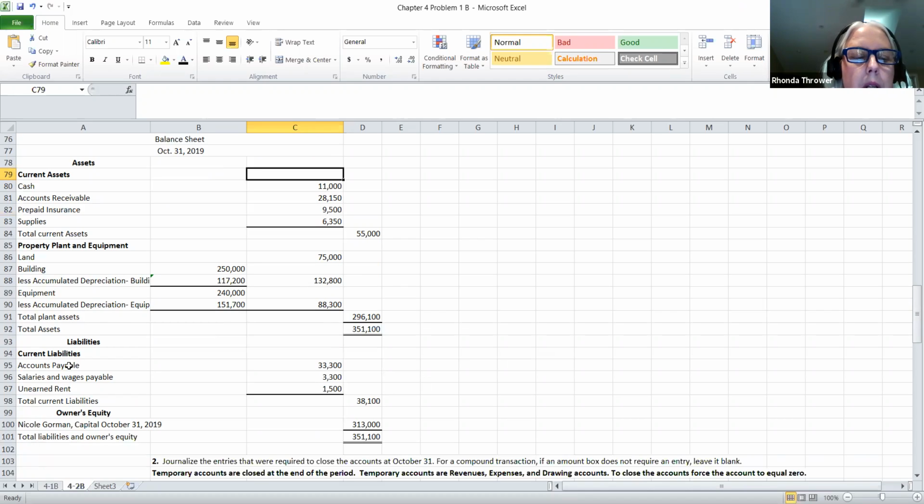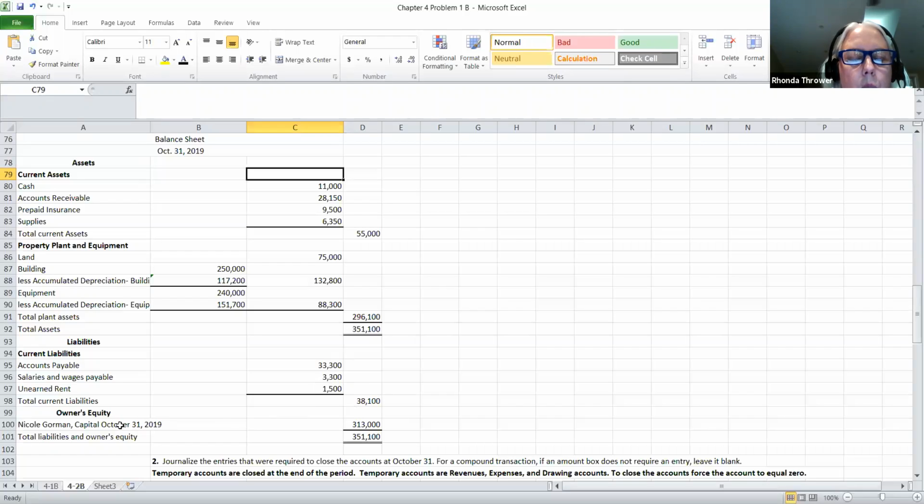Current liabilities are those liabilities that you can pay off within a year. So again, I just wrote down all my liabilities, copied them from the adjusted trial balance. That's where you get the amounts. And then you're going to total them up to get your total current liabilities.